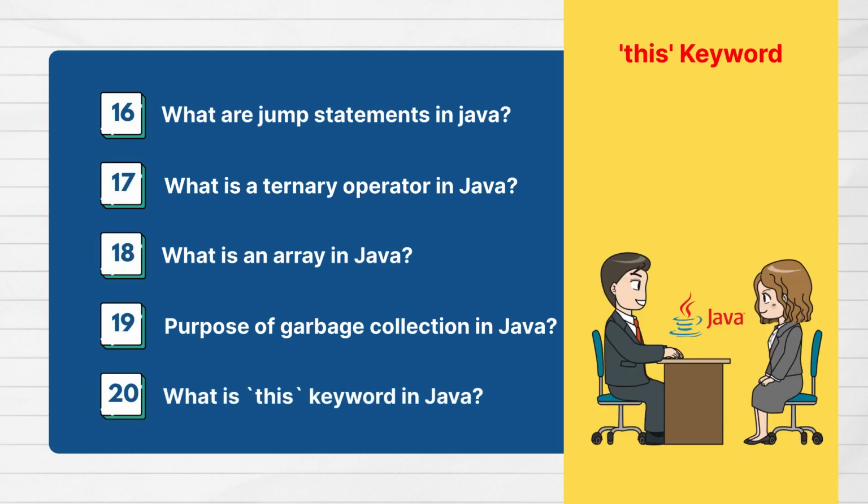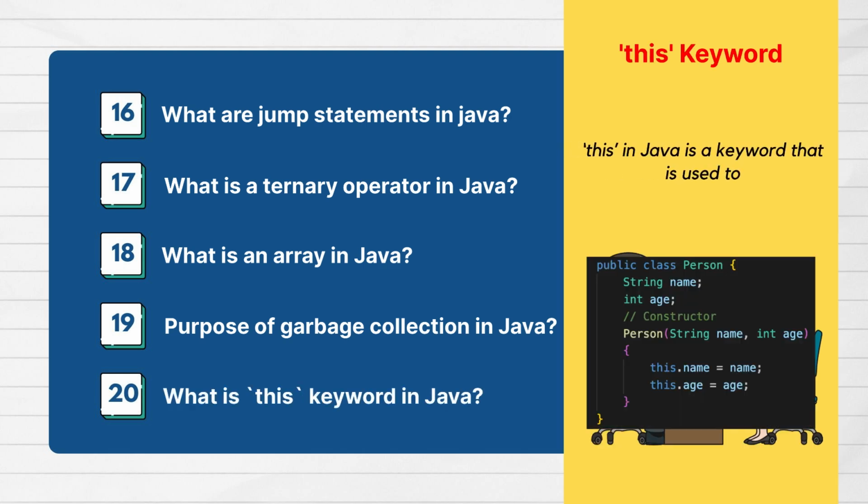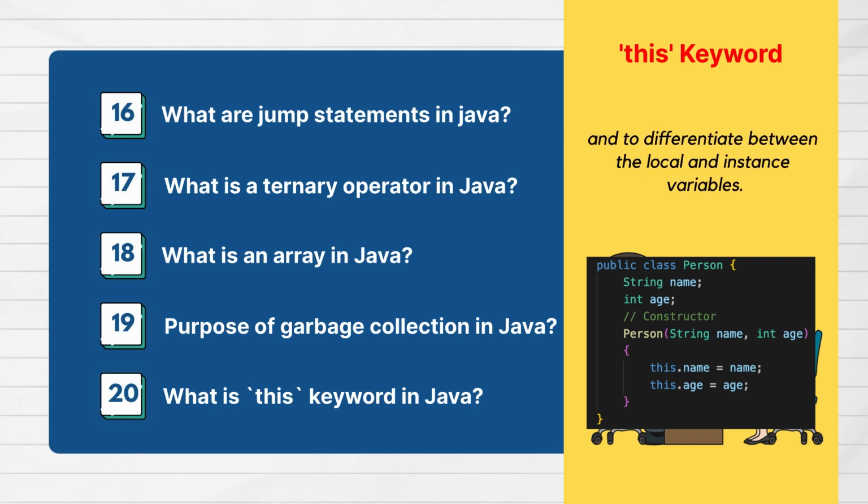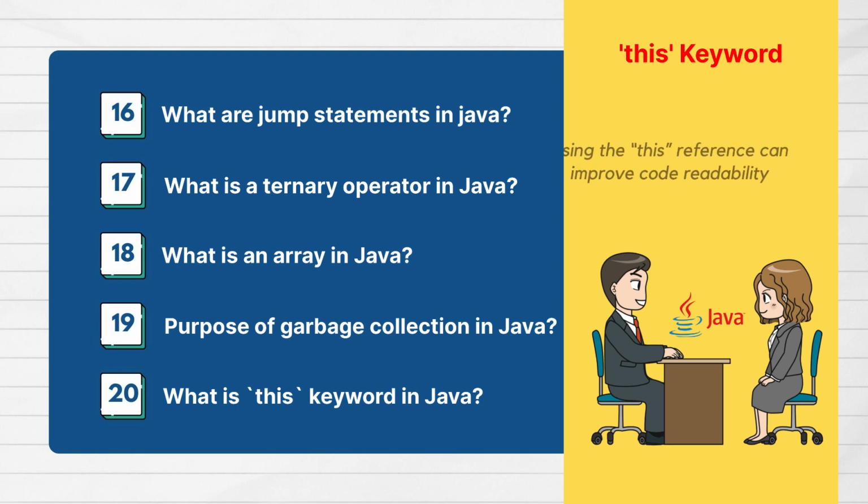What is this keyword in Java? This, in Java, is a keyword that is used to pass an instance of the current class as a parameter, and to differentiate between the local and instance variables. Using the this reference can improve code readability and reduce naming conflicts.